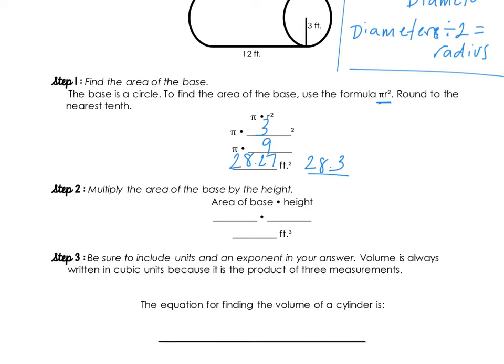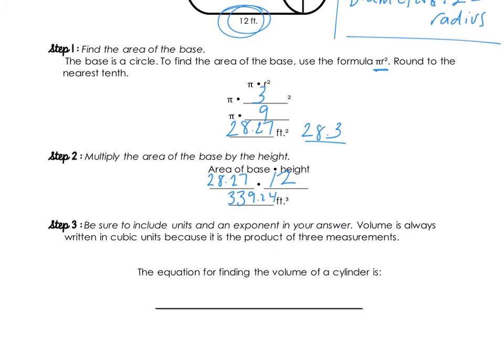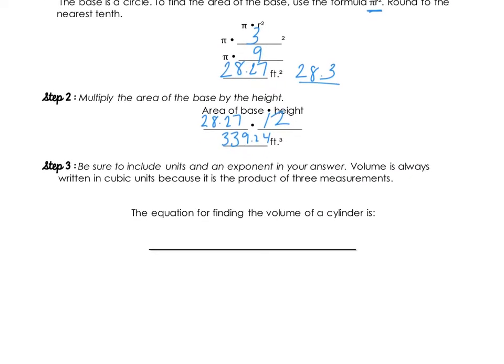Now we need to multiply that by the height. So the area of the base, we could say, is this 28.27. And I'm going to multiply that by the height, which we find right here. This is 12. Again, calculator does all the heavy lifting for us, 339.24. And we are in cubic feet. Okay. Always make sure that you write the unit of measure in there.